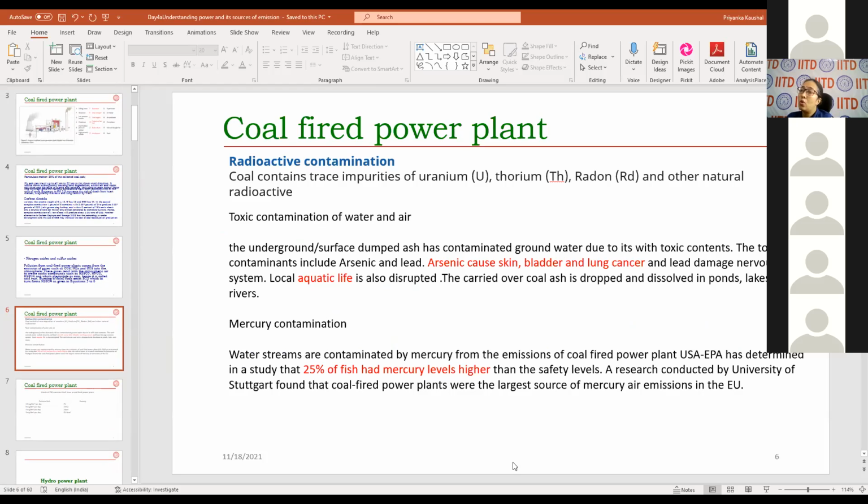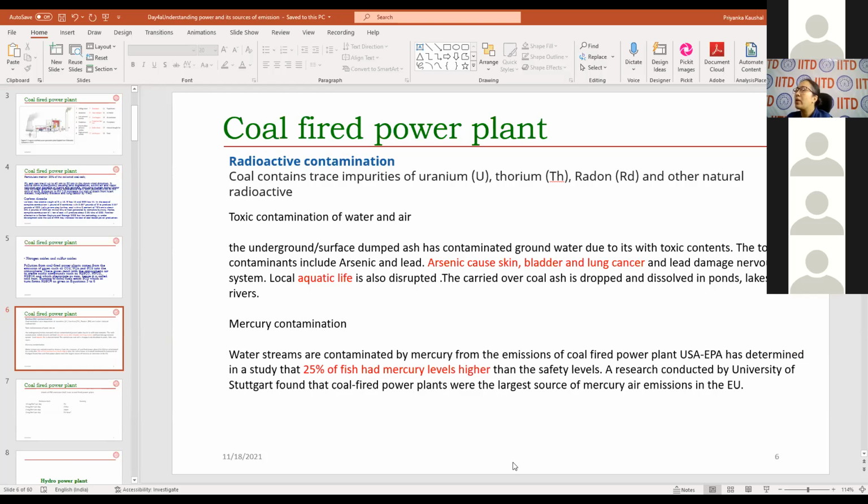So you can see in coal, we have certain very, very tracer amounts of impurities present in terms of uranium, thorium, radon, and other natural radioactive materials. And when they are not properly treated, they can contaminate. They have a contamination effect on water and air as well. As you can see here, arsenic, for example, if it is dumped untreated, it can lead to skin cancer, bladder and lung cancer. It impacts the aquatic life.